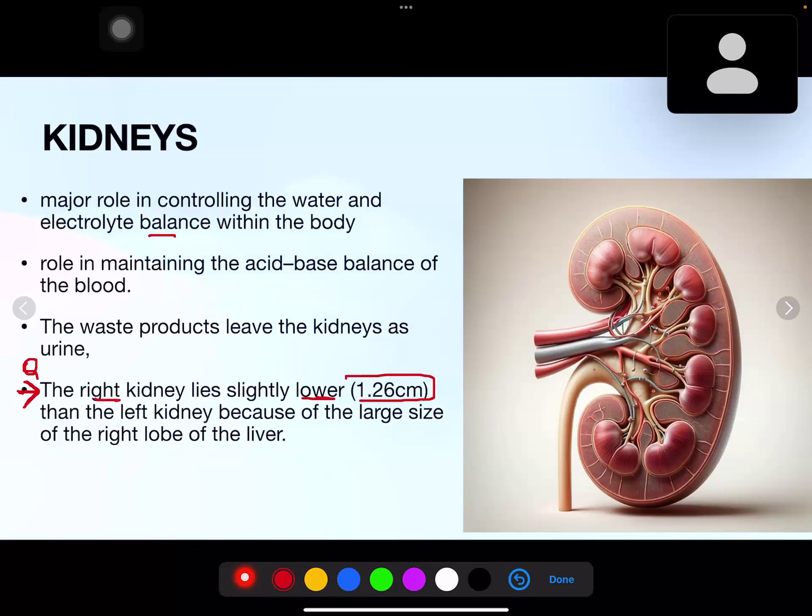The important anatomical position, this is an exam question, is that the right kidney lies slightly lower than the left kidney, approximately 1.26 centimeter. Why? Because of the large size of the right lobe of liver. So this is an important anatomical location of the right kidney. Right kidney will be slightly lower than the left kidney.